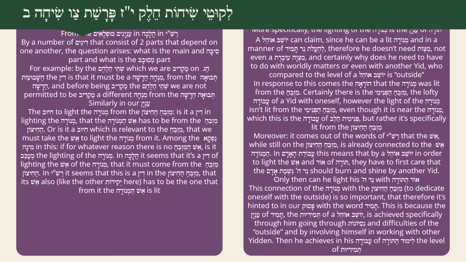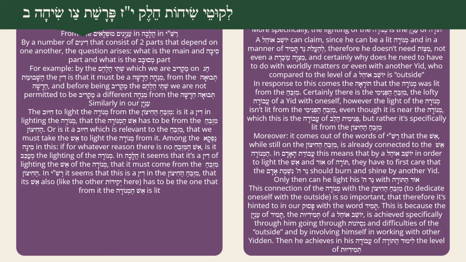In response to this comes the hira, that the menorah was lit from the Mizbeach. Certainly there is the Mizbeach HaPnimi, which is the lofty Aveda of a yid with oneself. However, the light of the menorah isn't lit from the Mizbeach HaPnimi, even though it is near the menorah, which the Mizbeach HaPnimi is the Aveda of Pnimis Halev, but rather it's lit specifically from the Mizbeach HaChitzon.